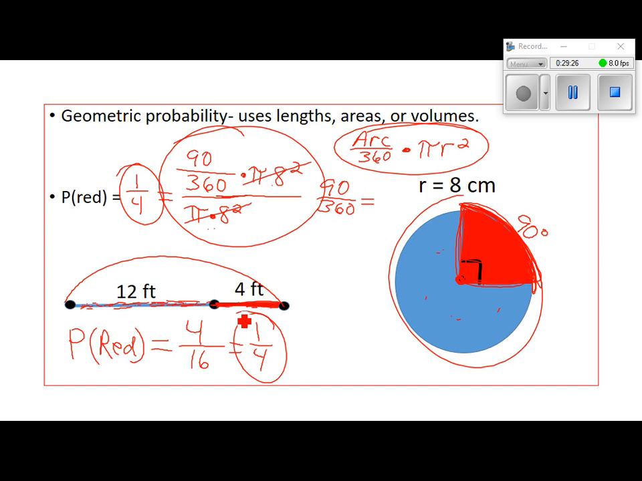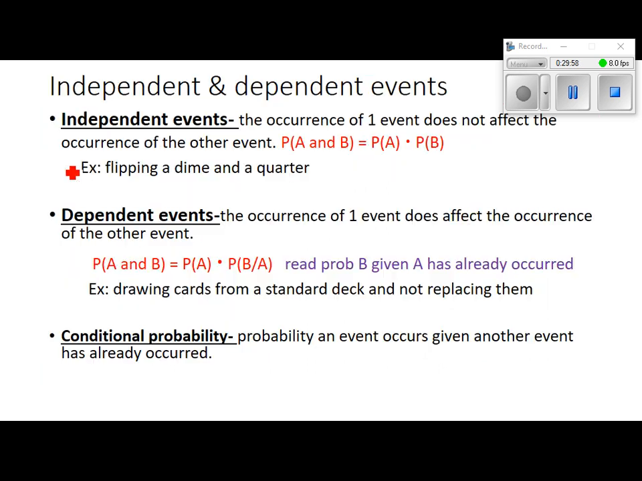1 out of 4. So if we were going to make a bet, would it be to your advantage to bet on the red? Not this time. There'd be more blue. Better chance it's going to be blue. The probability of it being red is 1 out of 4. What's the probability of it being blue? 3 out of 4. Those are called complements of each other. They total up to the whole thing, one whole.